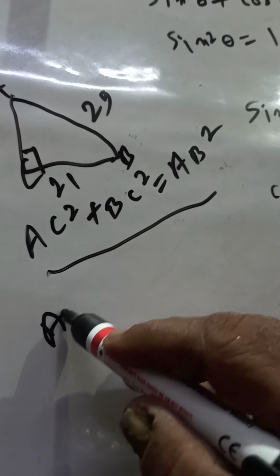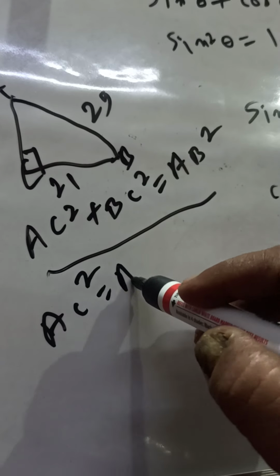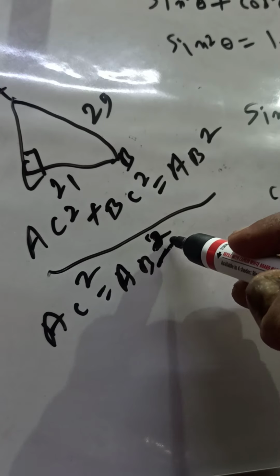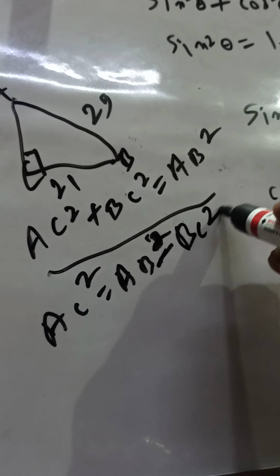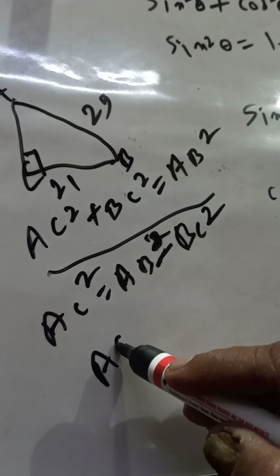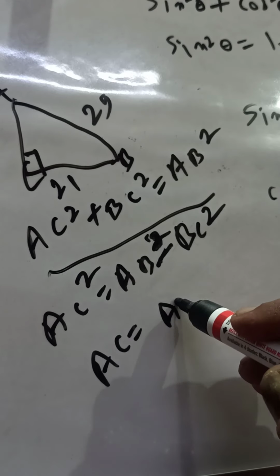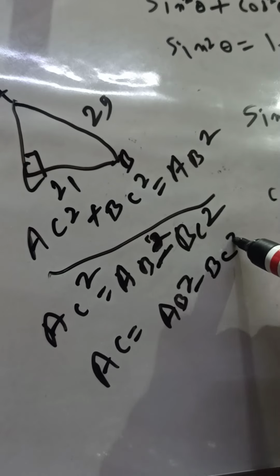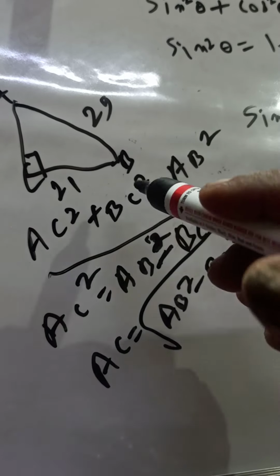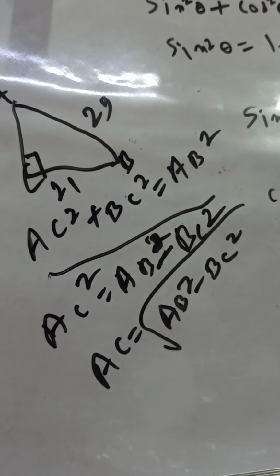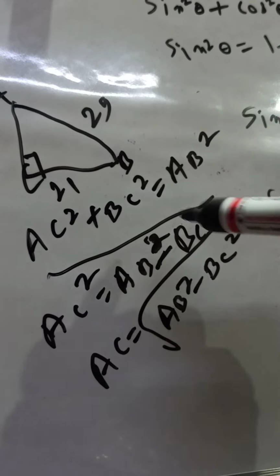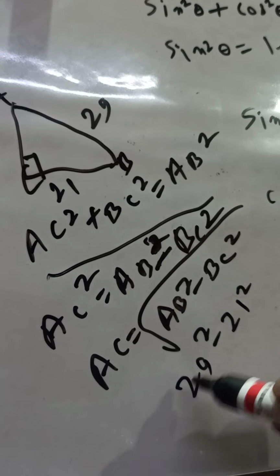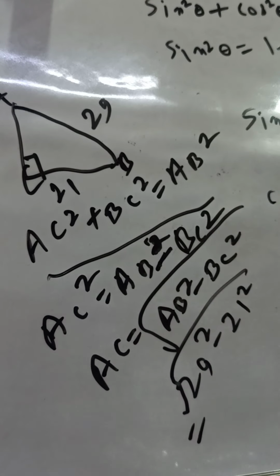So what will be AC square? AC square is equal to AB square minus BC square. Then what will be AC? AC is equal to root over AB square minus BC square. Two sides are given, and to find the third side, this is the formula. AB is how much? 29. That is root over 29 square minus 21 square, as given in the example.